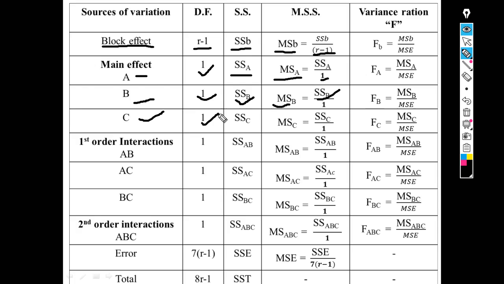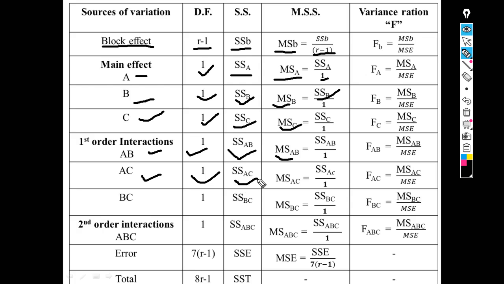Similarly, for main effect C, degrees of freedom is 1. Sum of square is denoted by SSC, and mean sum of square is denoted by MSC, and it is same as sum of square due to main effect C. Then we have first order interaction effect AB. For this also we have degrees of freedom 1. Its sum of square is denoted by SSAB, and mean sum of square is denoted by MSAB, and it is same as SSAB. Then first order interaction effect AC has degrees of freedom 1.